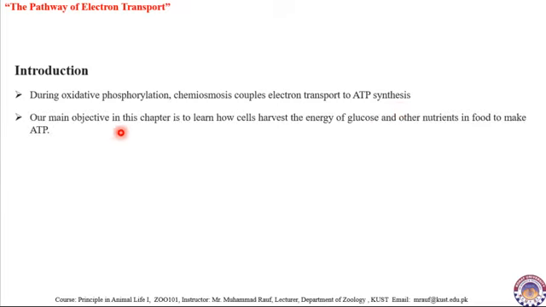So our main objective in this chapter is to learn how cells harvest the energy of glucose. Glucose is a 6-carbon molecule, and we will see how the energy is derived from this 6-carbon molecule and other nutrients in food to make ATP. So how do cells synthesize ATP, which is the energy currency of the cell, which performs different functions like mechanical work and chemical work? How is this molecule synthesized?